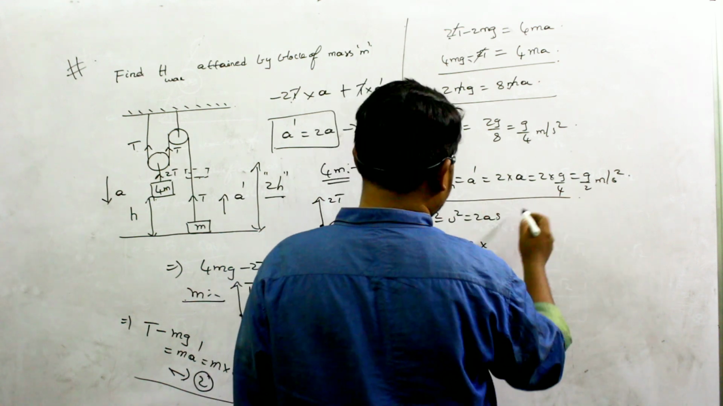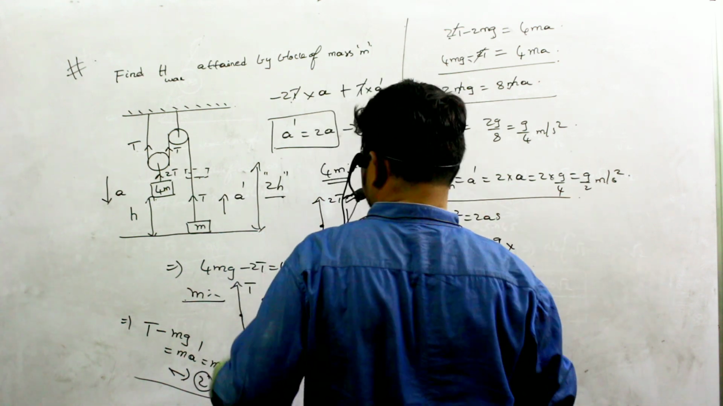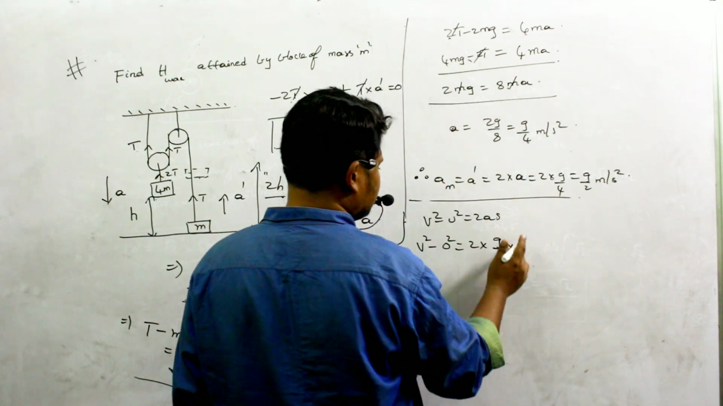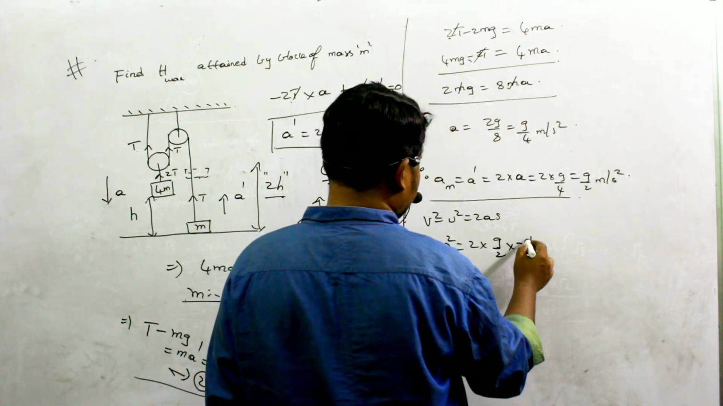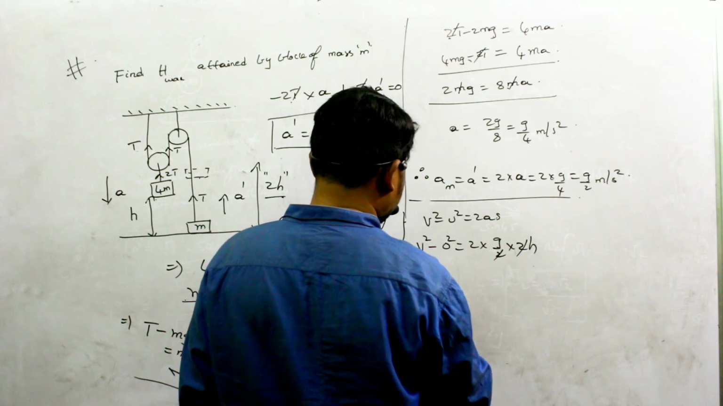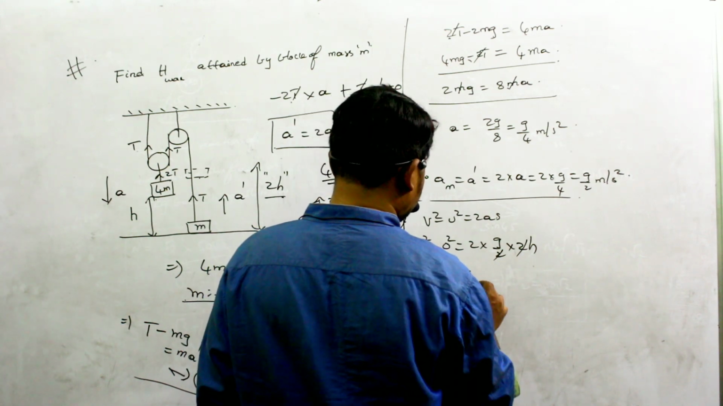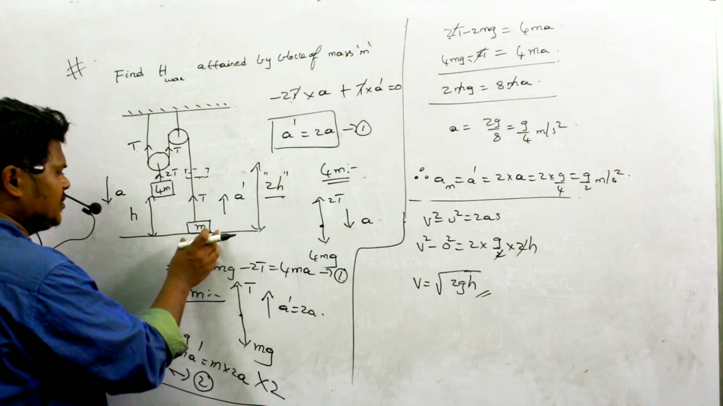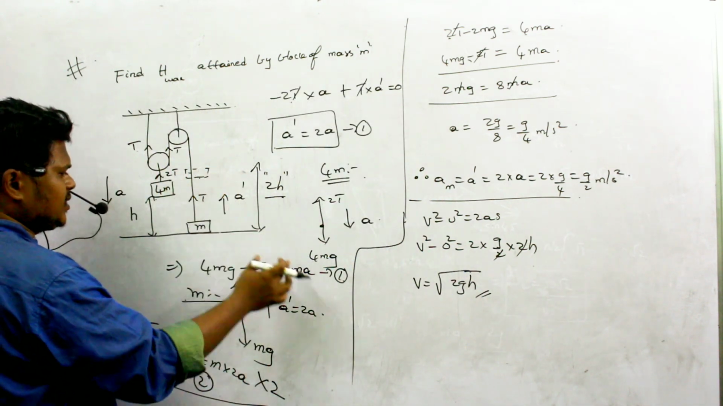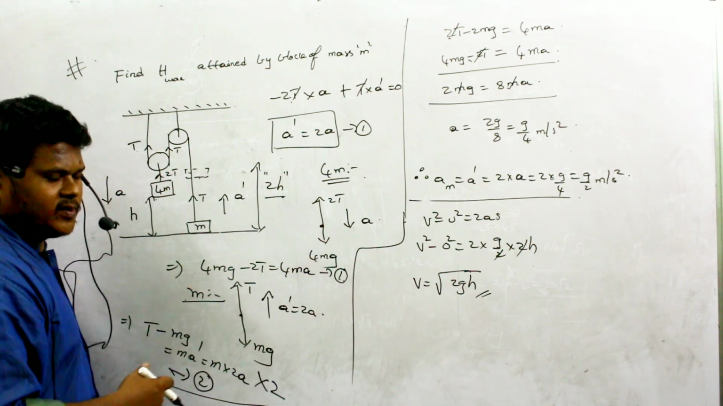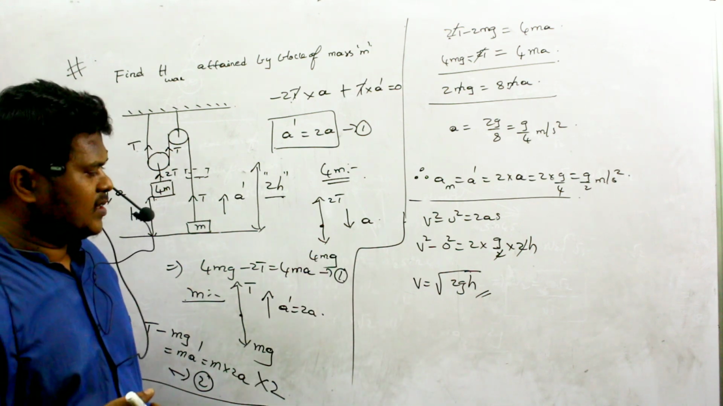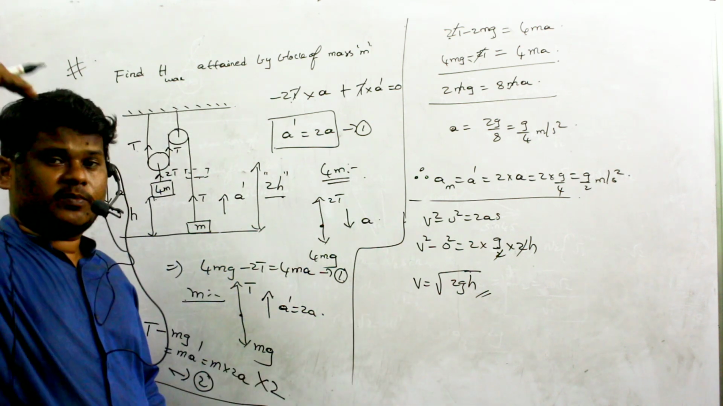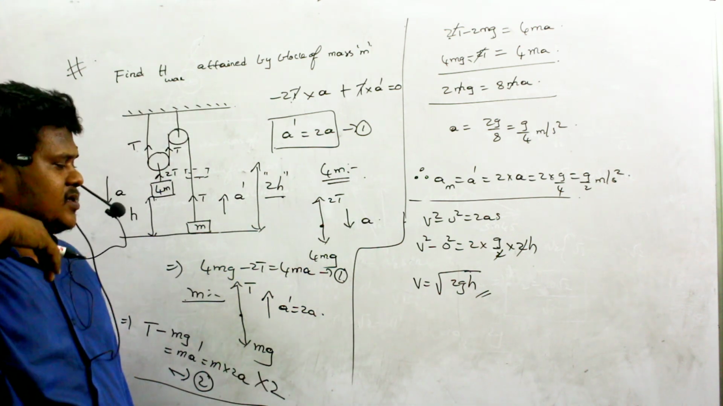Acceleration of mass m is g by 2, and by the time it reaches h, it will reach a height of 2h. So instead of s, I will write 2h. So 2 and 2 gets cancelled. So v is equals to root 2gh. I got the answer up to here. So by the time this mass reaches a height of 2h, it will attain a velocity of v is equals to root 2gh. So if it has attained this velocity, definitely the body will move further to another particular height.